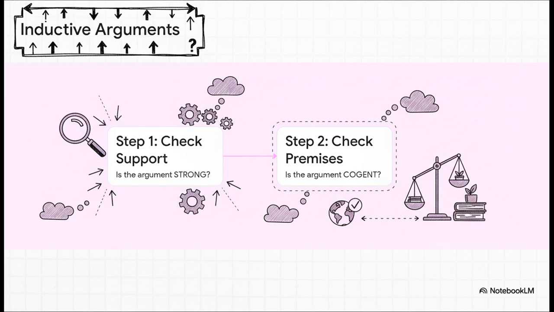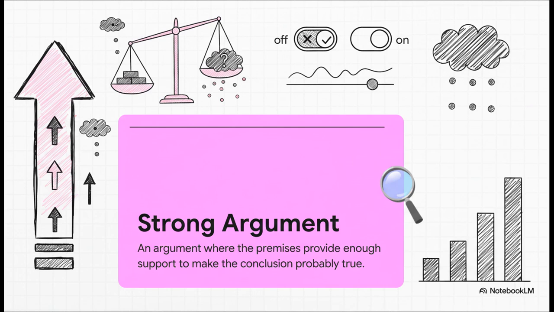And then, just like before, if it passes that test, we move on to check the facts and ask, is the argument cogent? Okay, and here's the key difference. Validity was black and white. It either worked or it didn't. Strength, that's more like a volume knob. It's a spectrum. An argument can be really weak, kinda strong, or super strong. We're just asking, assuming the premises are true, how probable do they make the conclusion? The more evidence you pile on, the stronger the argument gets.